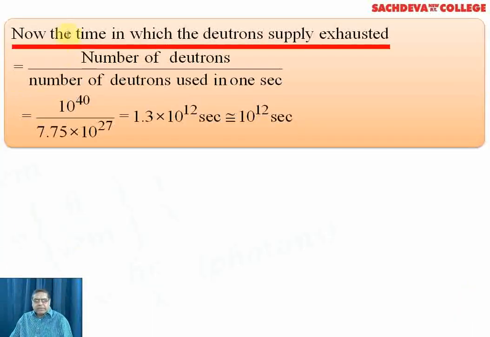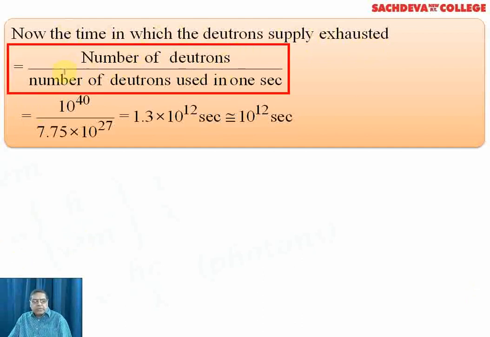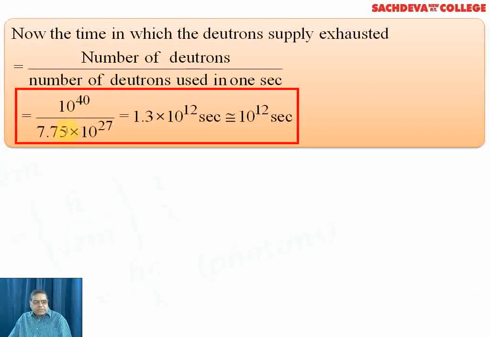Now the time in which the neutron supply is exhausted: the number of neutrons must be divided by the number of neutrons used in 1 second. So 10^40 is divided by 7.75 × 10^27 in accordance with the question, and the value becomes 1.3 × 10^12 seconds. So the order of the number is 10^12 seconds.